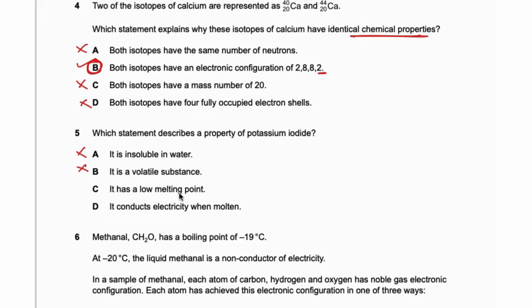It has a low melting point? No, ionic compounds have high melting points. It conducts electricity when molten? Yes, because when molten, ions are free to move. This is the right answer. 5D.